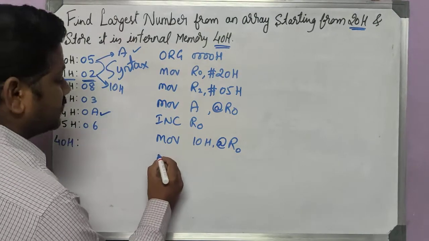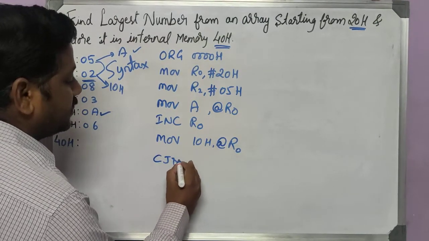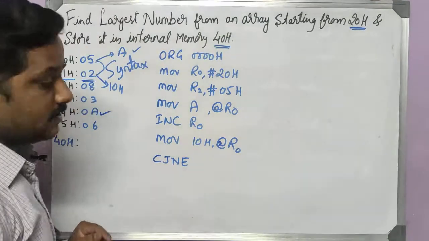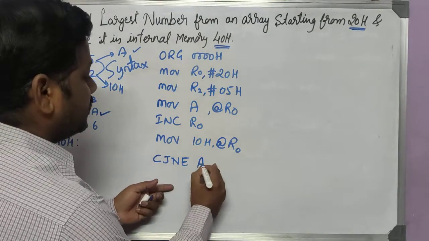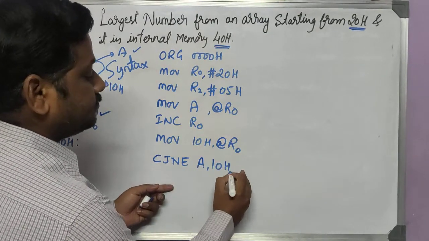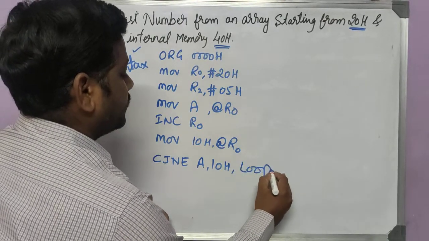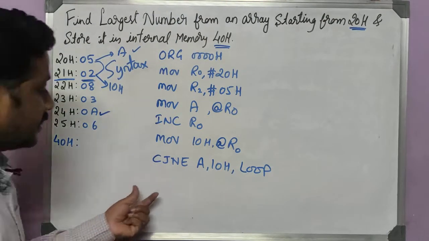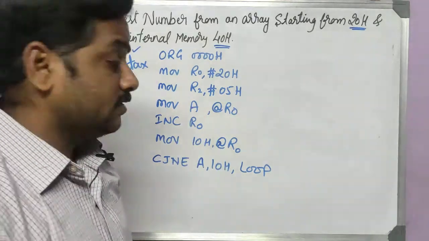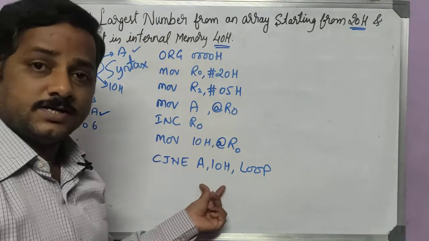So I use an instruction called CJNE. I will compare the accumulator with 10h. Then I will write a loop, a label. CJNE means compare and jump if not equal. So first let's see whether these two data are equal here.